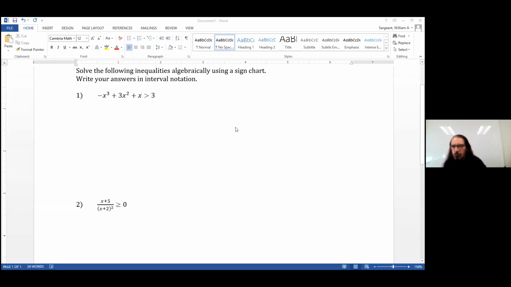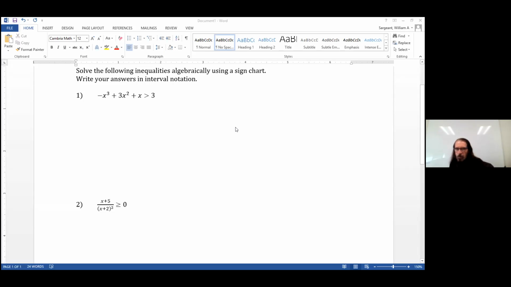We're going to take a look at solving polynomial and rational inequalities. The first one we have to solve is a polynomial inequality, and I'm going to do three things in a very specific order so that we do not have to do much different from other examples.